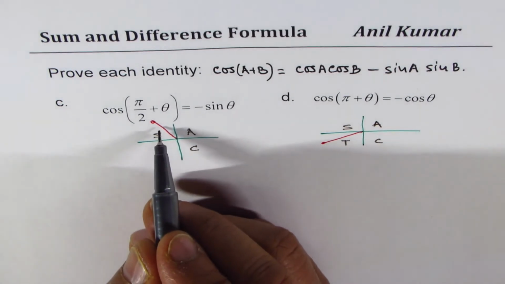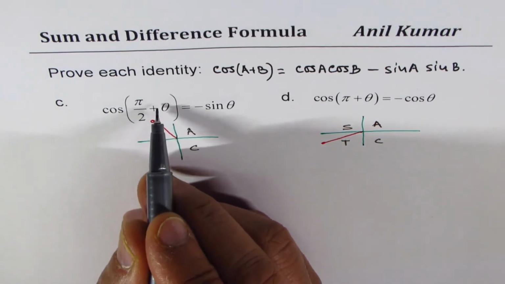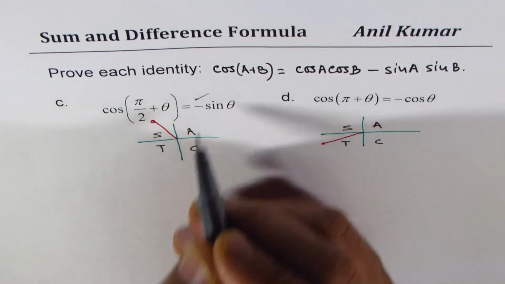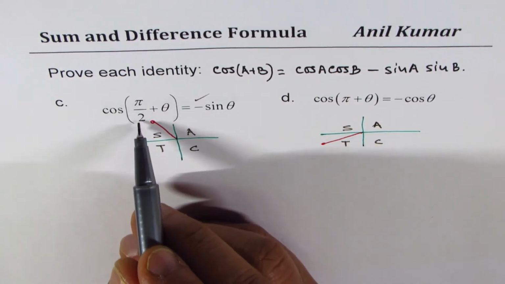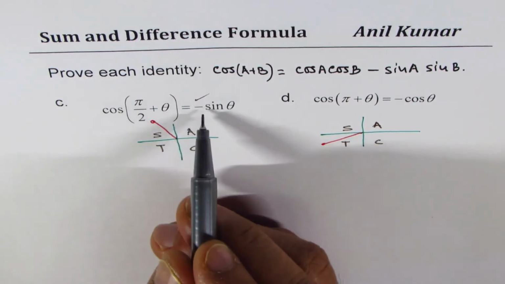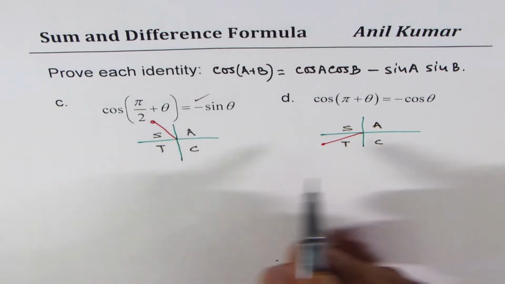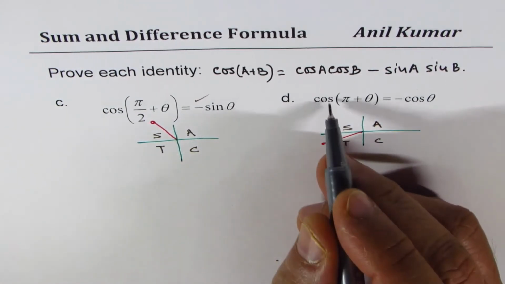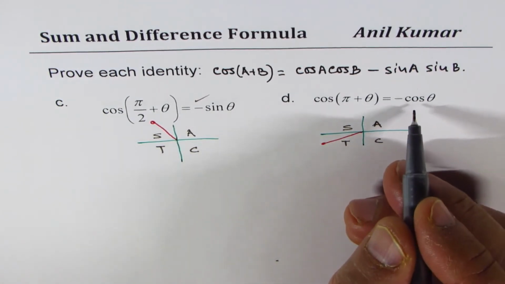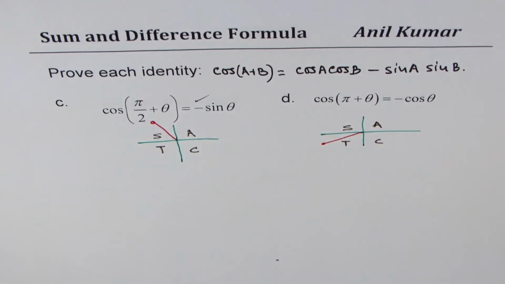So here we know that cos is negative, right? So we are expecting a negative answer. That is correct. And whenever it is pi by 2, it changes to sine, sine changes to cos. Cos is a complementary angle. Here also cosine is negative, so we get a negative answer. That seems to be correct.